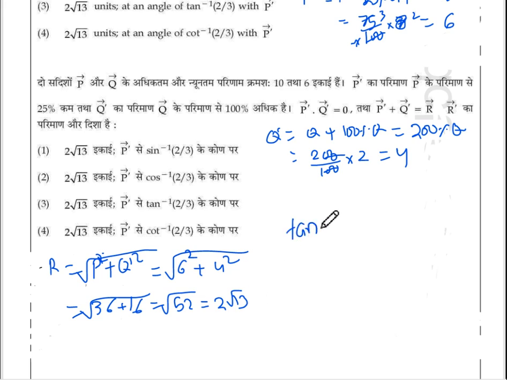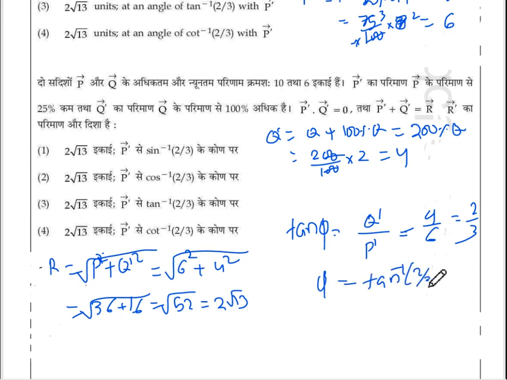So tan phi will become simply the Q dash component by P dash, which is 4 by 6, which is 2 by 3. So phi will become tan inverse 2 by 3. So if you look at the options, the answer is option number third, 2 root 13 unit, and tan theta equal 2 by 3.